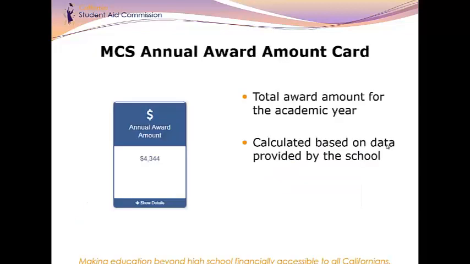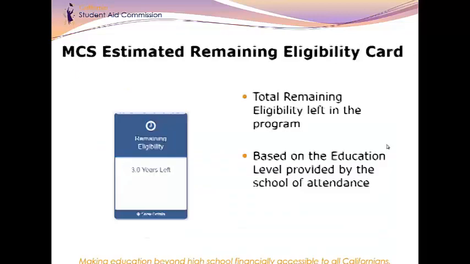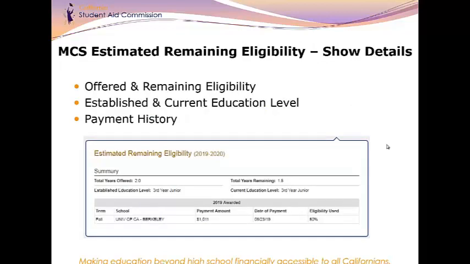It's calculated based on the data provided by the school. By clicking on Show Details, you'll see more information about your award. In the Middle Class Estimated Remaining Eligibility card, you'll see approximately how much time you have left in the program based on the education level provided by the School of Attendance. On the Estimated Remaining Show Details, you'll see the offered remaining eligibility, established and current education level, and payment history.